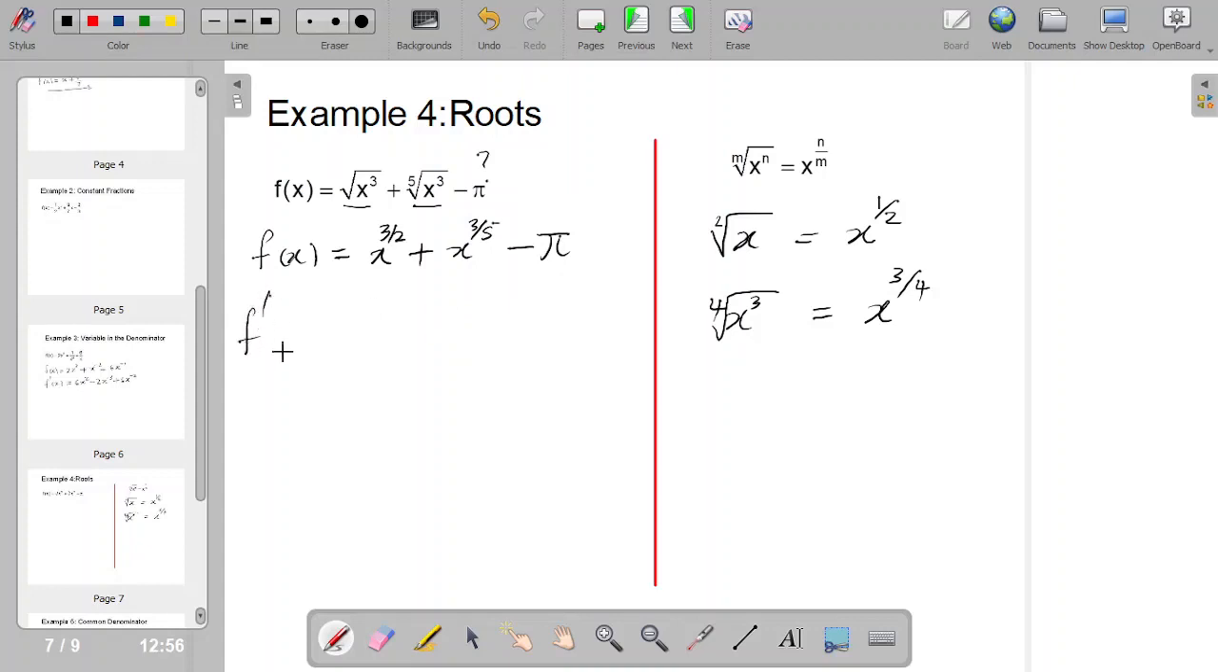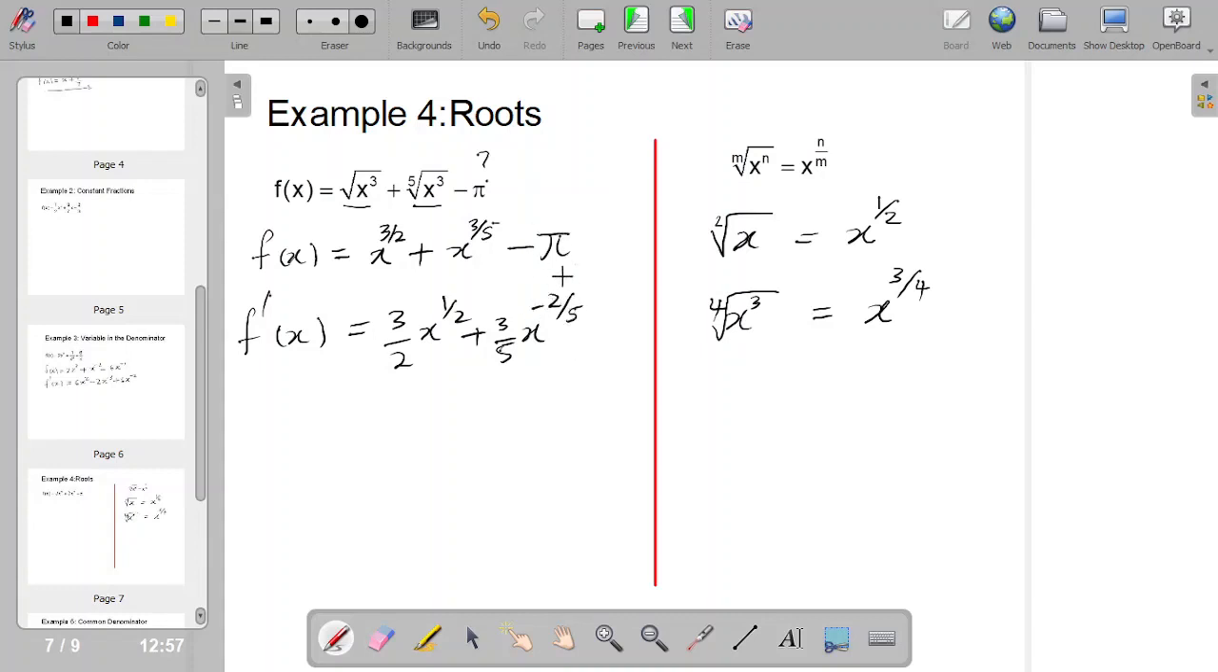We find our derivative, f prime of x will be 3 over 2 because you are multiplying it with 1, x to the power 3 over 2 minus 1, which will be 1 over 2. And then you have to deal with this part, so you'll have 3 over 5 times 1, which will be 3 over 5 x, and then 3 over 5 minus 1, which is like minus 5 over 5, will be minus 2 over 5.